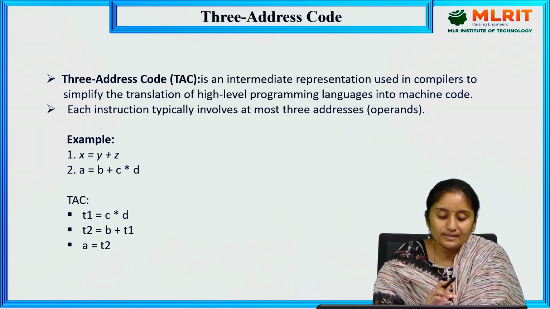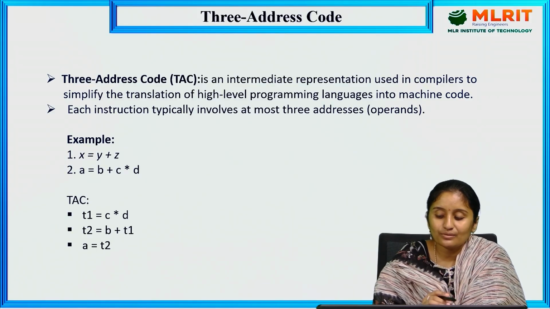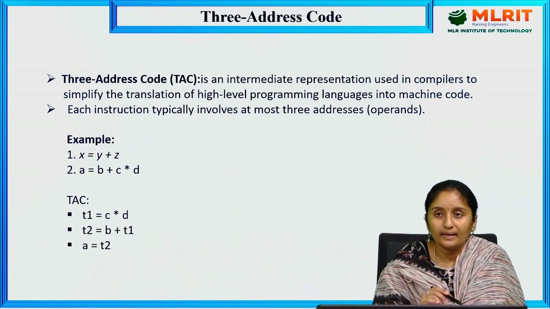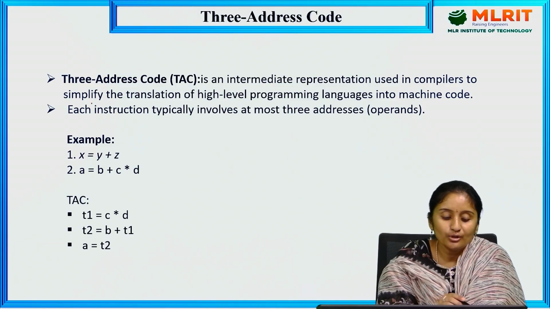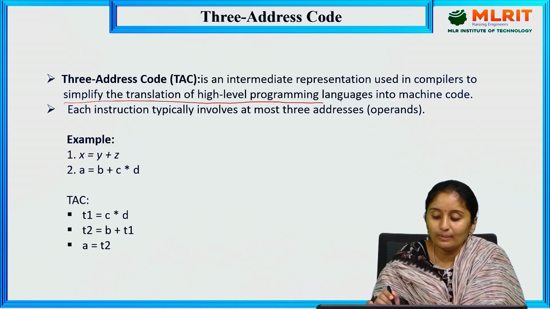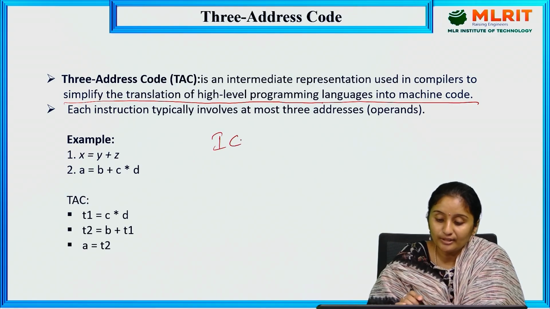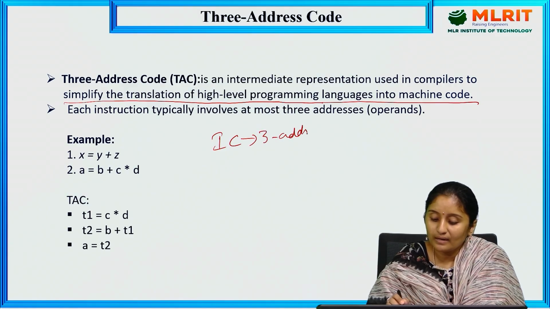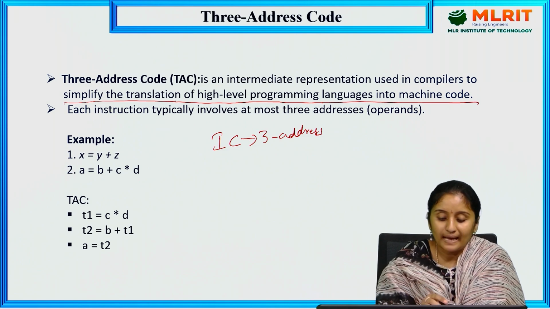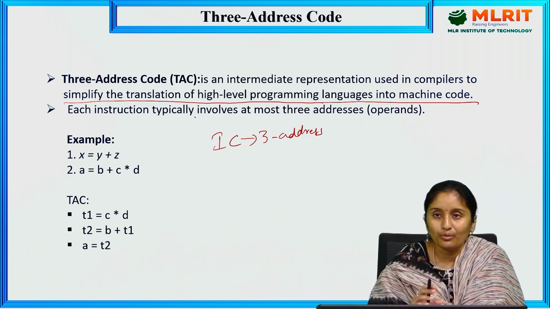So the next one is three address code. The three address code is an intermediate representation used in compilers to simplify the translation of a high-level programming language into machine code. Here we are going to generate the intermediate code, and this intermediate code consists of three address code. By using the three address code, we are going to simplify the translation and the code.